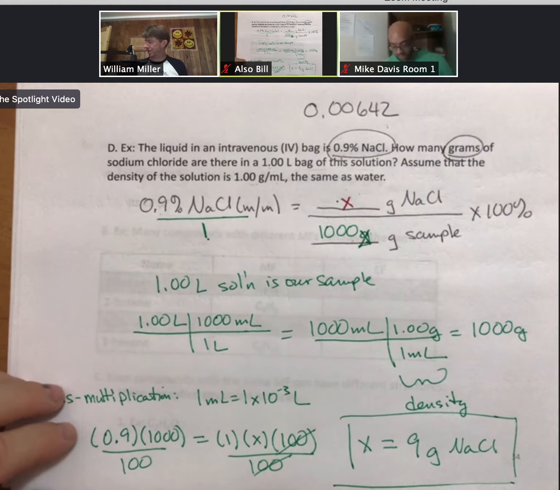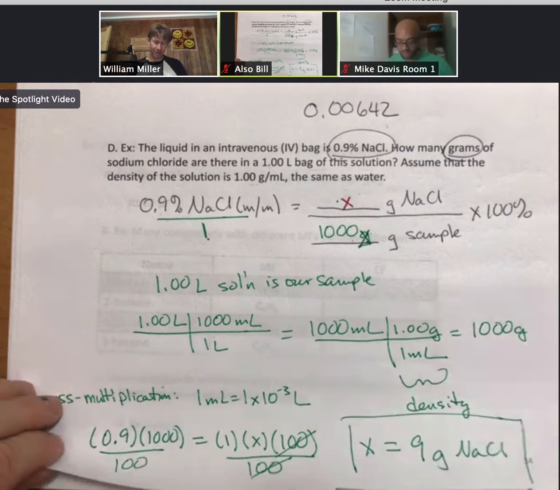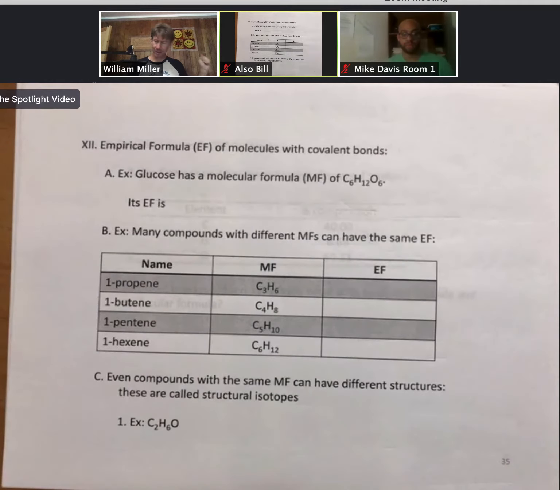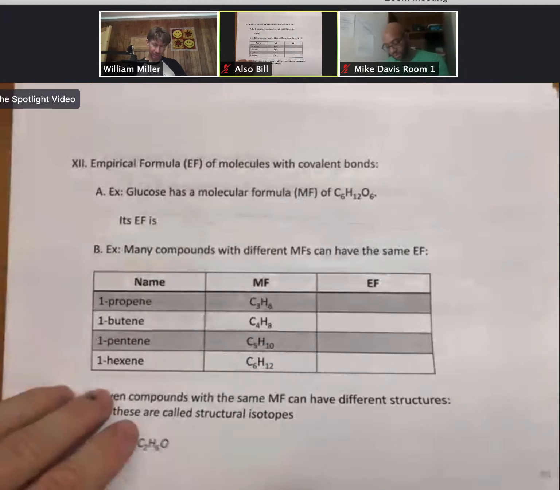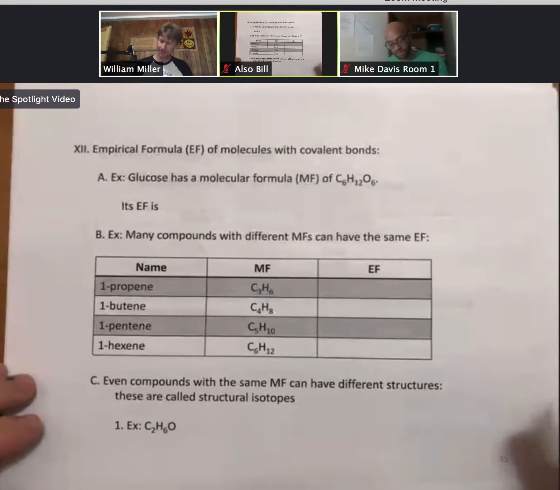Let's see, time-wise, we've been going for 27 minutes. Let's go a little bit longer. Let's at least get one more page done.